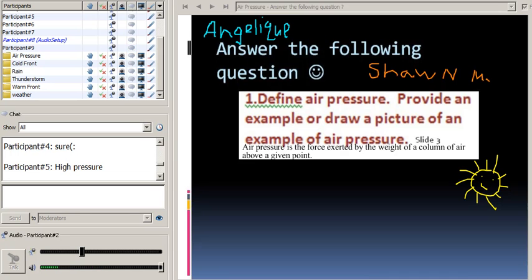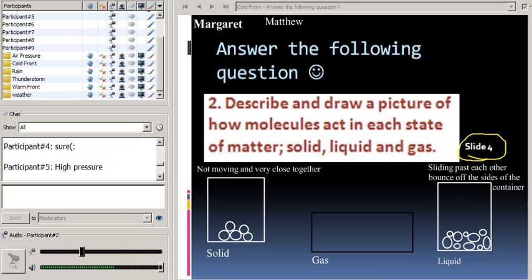Okay, so great job. Great job for my air pressure group, and that was Margaret and Matthew, and I believe Margaret's going to read and explain this for us.